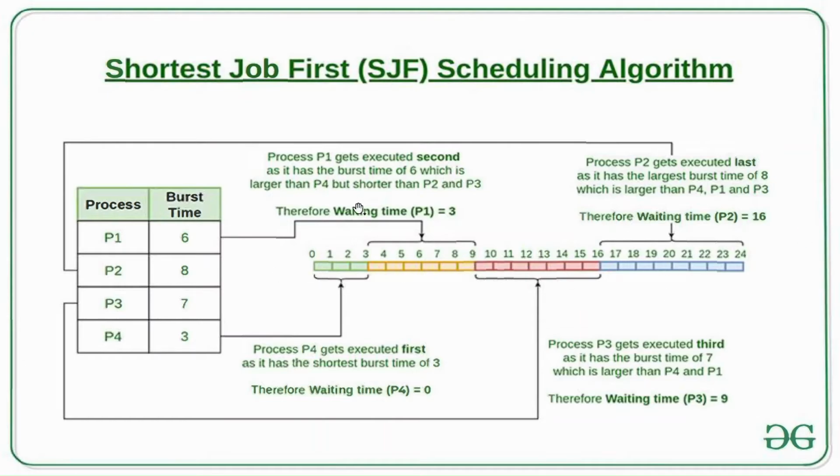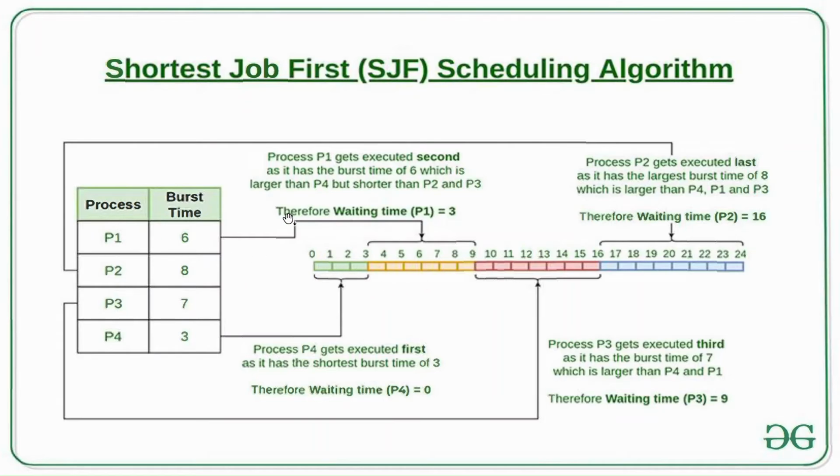So we'll take a look at the waiting time for each process. The first executed process, P4, is the first executing process, so there is no need to wait. So the waiting time for P4 is 0. Secondly, we have the P1 process. It has to wait for 3 milliseconds because we have the burst time 3 for the P4 process. So it has to wait for 3 milliseconds and then P1 will be executed.